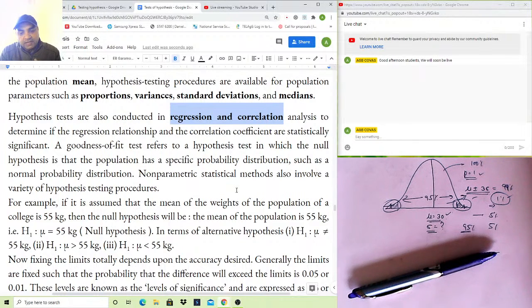Then the null hypothesis will be that the mean of the population is 55 kg. That is, your H naught will be mu equal to 55 kg. That is the null hypothesis. In terms of alternate hypothesis, it will be H1: mu is not equal to 55. Or in that case, H1 can be greater than, or H1 can be lesser than 50.